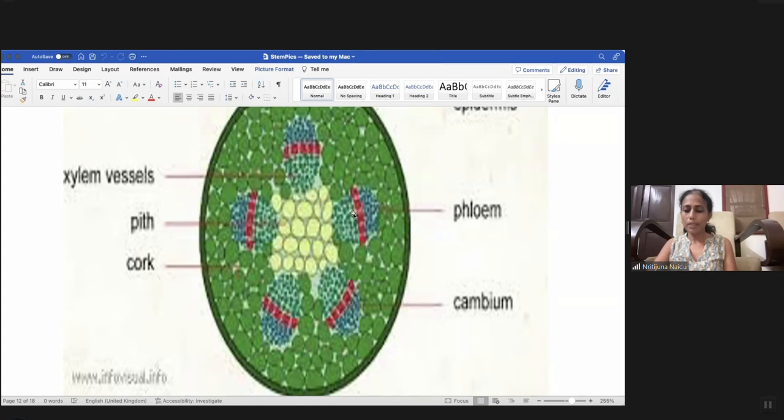The water pipes are called xylem, X-Y-L-E-M. And food pipes, phloem, P-H-L-O-E-M.